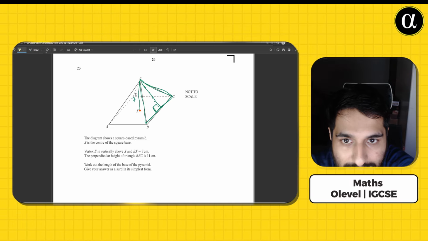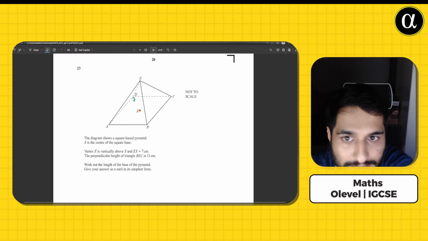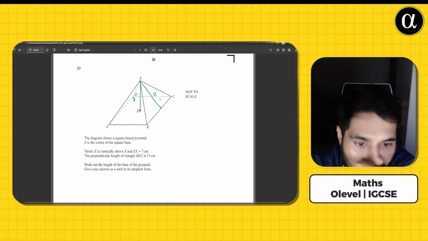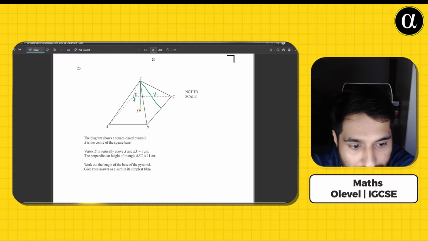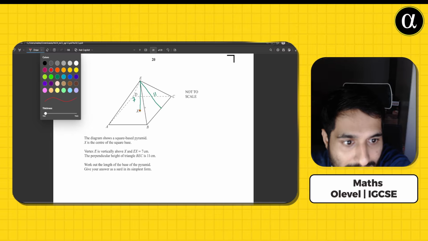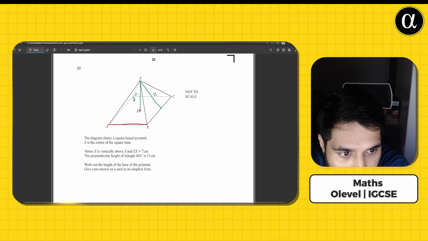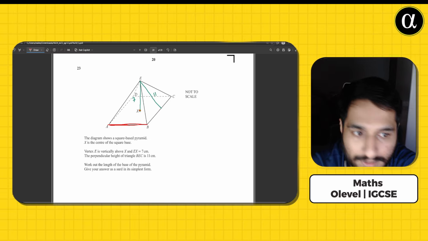So if I draw this nicely, what the examiner means is that this part is going to be 7 and this part is going to be 11. So 11 and 7. Now it says that we need to work out the length of the base of the pyramid. We had a square base, and we're supposed to calculate this length, AB, because this was a square, so AB is also equal to BC.